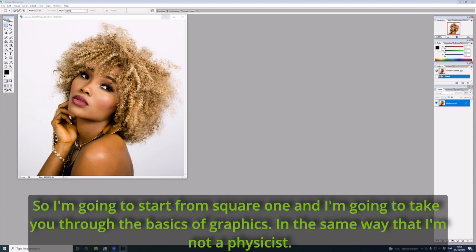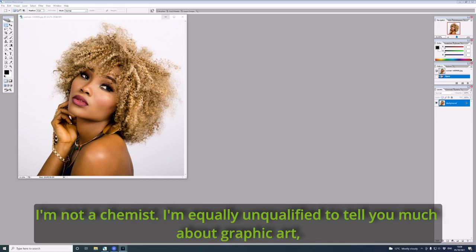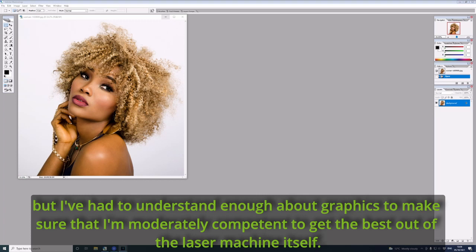In the same way that I'm not a physicist or a chemist, I'm equally unqualified to tell you much about graphic art, but I've had to understand enough about graphics to make sure that I'm moderately competent to get the best out of the laser machine itself.